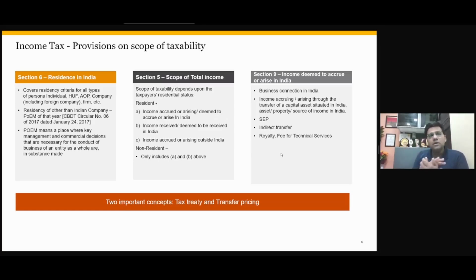The place where those decisions are actually taken, that in substance makes the country of residence of that company. So once we decide on the residence of any taxpayer, based on that residence, we arrive at the scope of total income. That is how much income is taxable. So if you are a resident, then your global income becomes taxable in India. Whether you have earned from India or outside India, it will be entirely taxed in India. Whereas for a non-resident, only income which is accruing or arising in India will be taxed.